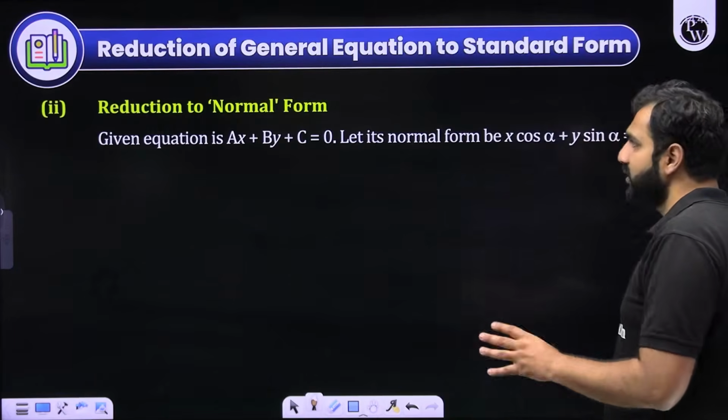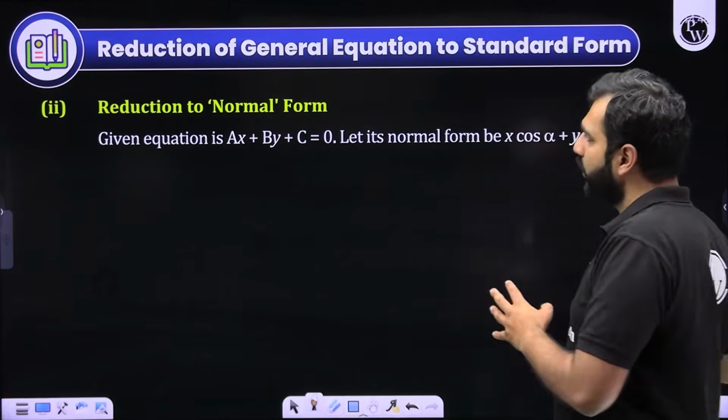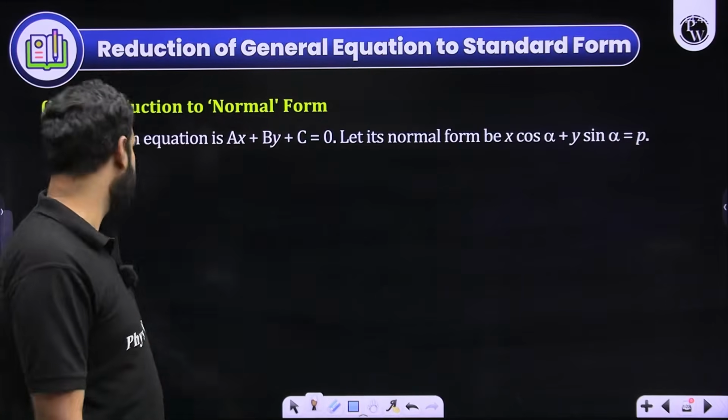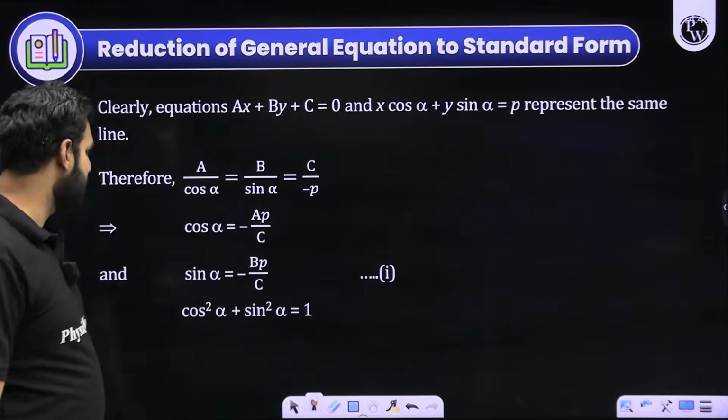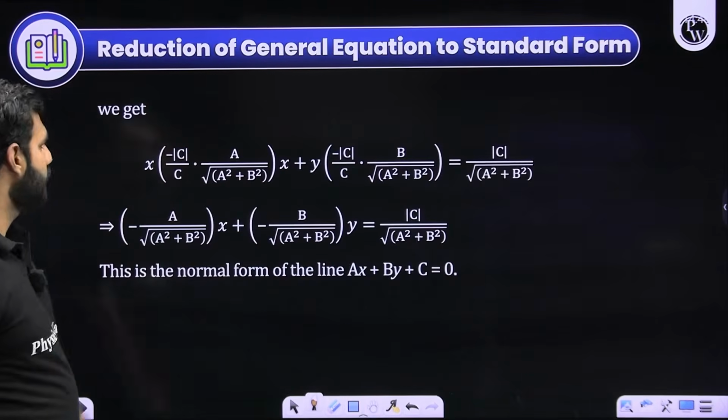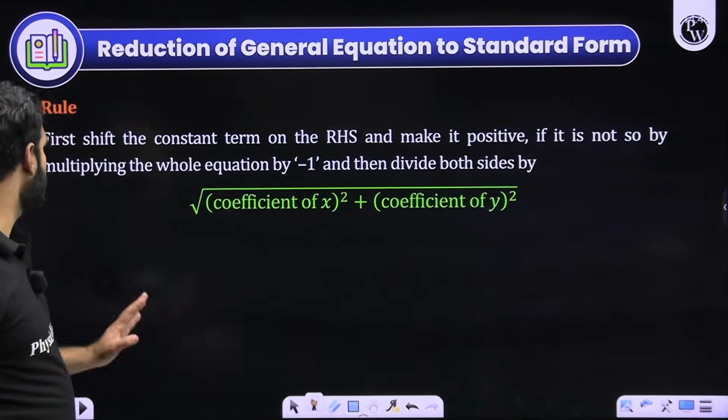Some standard logical methods are supposed to be applied. Now, conversion of standard form to normal form is very interesting. Please remember some standard methods are to be applied. What are those standard methods? I'll directly share the modus operandi, what is needed to be done.